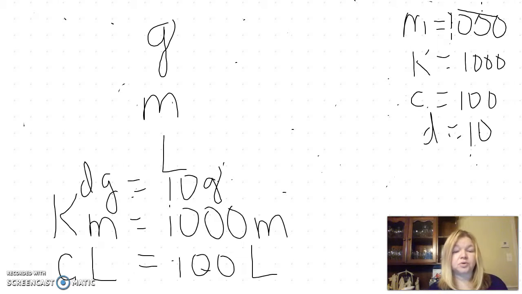So if they want you to convert liters into kiloliters, you just take the liters and you multiply it by 1,000. If they're asking you to convert grams into decagrams, you would just multiply by 10. If they want you to go backwards, maybe you're at kilometers and they want you to go to meters, you would just divide it by 1,000. So it just depends on which direction you're going. I wanted to explain that because the prefixes were a little bit tricky, a little hard to understand there.